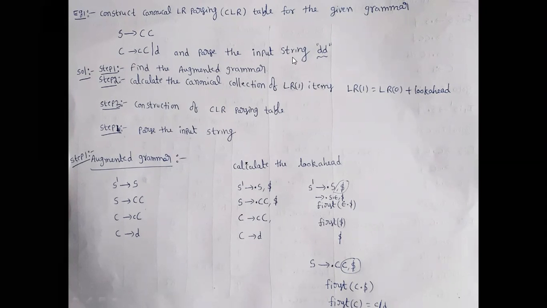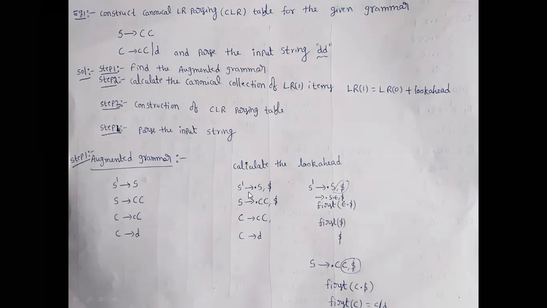Okay. So how to calculate the look ahead? In the first step we find the augmented grammar. In step 2 we calculate the canonical collection of LR(1) items. So LR(1) item is equal to LR(0) item plus look ahead. So what is an LR(0) item? We place a dot symbol at the starting of the right side. That is LR(0), and then we have the look ahead. So how to calculate the look ahead?